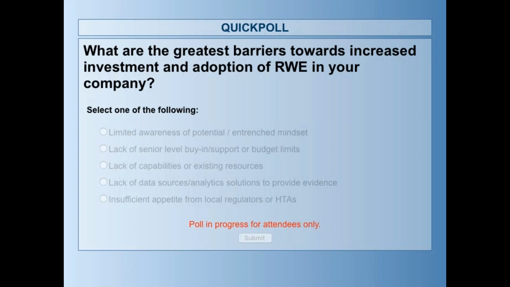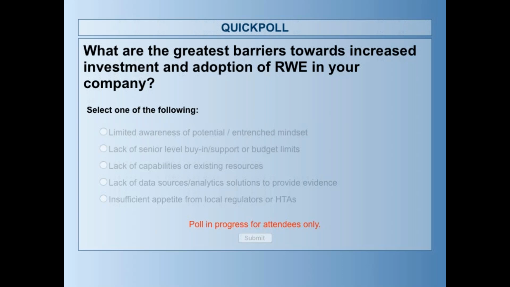Is there a lack of senior level buy-in, executive support, or indeed you haven't got the financial support that you need in terms of budget limits? Is it a lack of know-how, capabilities, existing resources? You don't have who you need within the organization. You don't have the tools you need. Is it a lack of data sources and analytic solutions to provide the evidence? You can't get hold of the information or the findings that you're looking for? Or finally, is it an external reason? Is it because of the local regulators or HTAs that you are experiencing in your own geographic responsible markets?